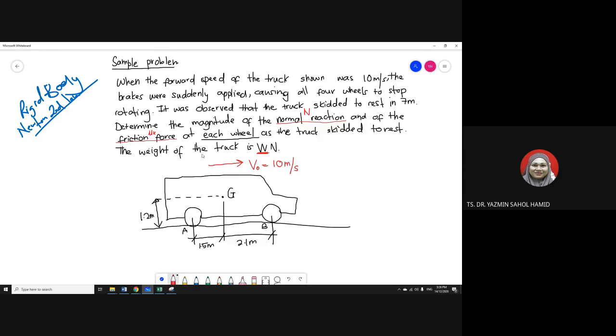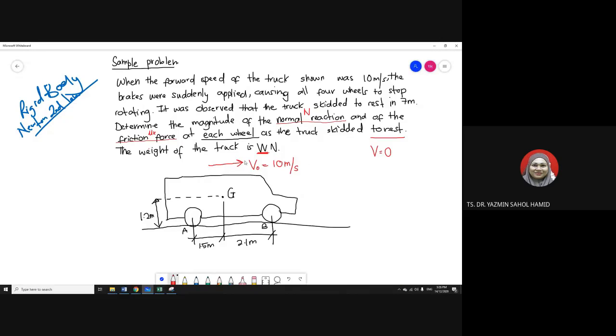Okay, so dia skid to rest. Apa maksud skid to rest? Apa jadi dekat V, velocity dia at the end? Kalau V0 adalah 10 meter per second, dia skid to rest, apa jadi V? Zero. Yes, zero. Okay, please I need one or two of you to respond to my inquiries to my message.